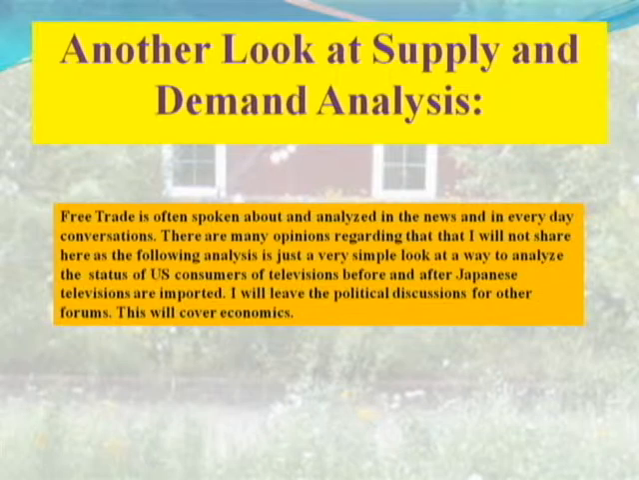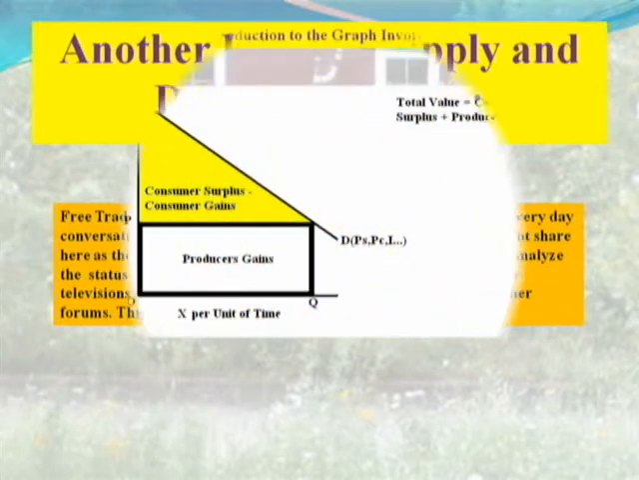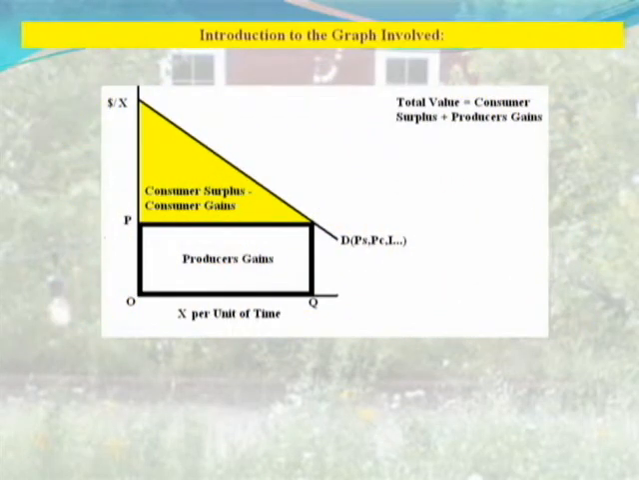Free trade is often spoken about and analyzed in the news and in everyday conversations. There are many opinions regarding that I will not share here, as the following analysis is just a very simple look at a way to analyze the status of U.S. consumers of televisions before and after Japanese televisions are imported. I will leave the political discussions for other forums. This will cover economics.